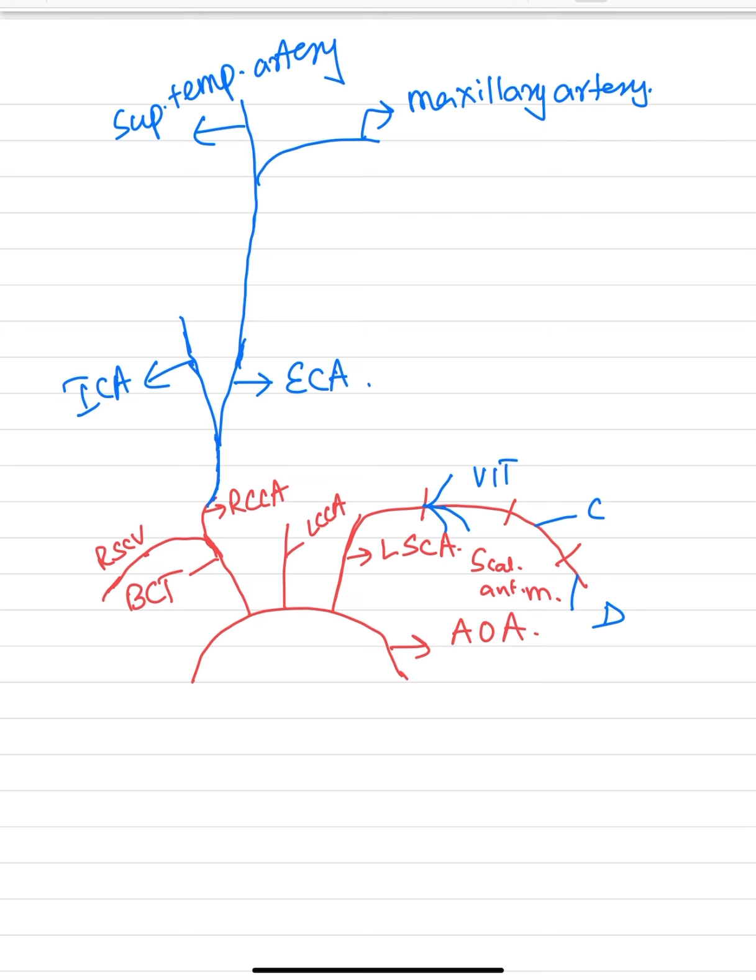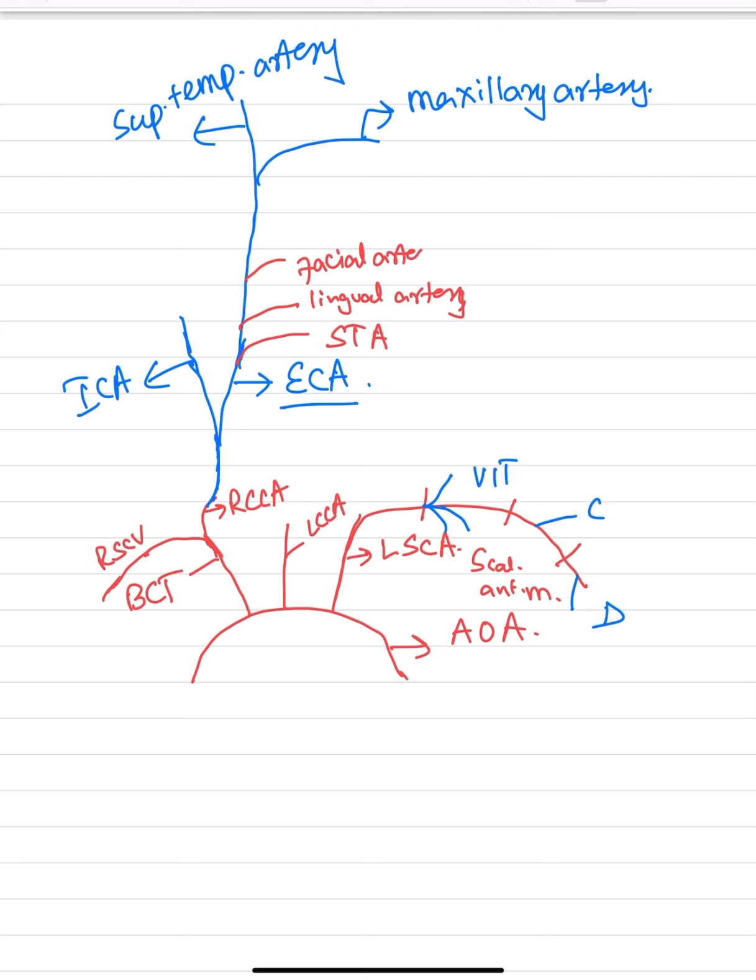So what are the first branch? First branch is your superior thyroid artery. Second branch is your lingual artery. Third branch is your which one? Facial artery. Facial artery. Okay.